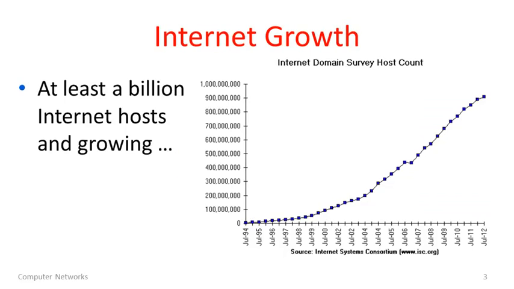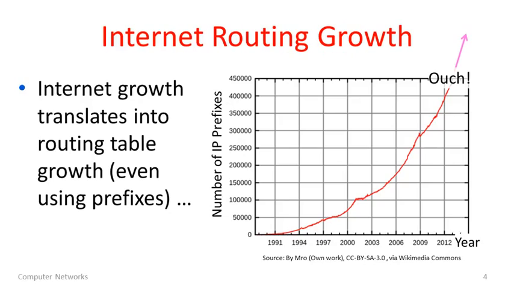Here's a slide you've seen before about internet growth. We're growing very rapidly. There are now more than 1 billion internet hosts and growing. And of course, the previous slide was just the number of internet hosts. This slide shows the growth of the internet routing tables, which are the tables maintained in routers to be able to forward packets to all directions. This table is also growing very rapidly.